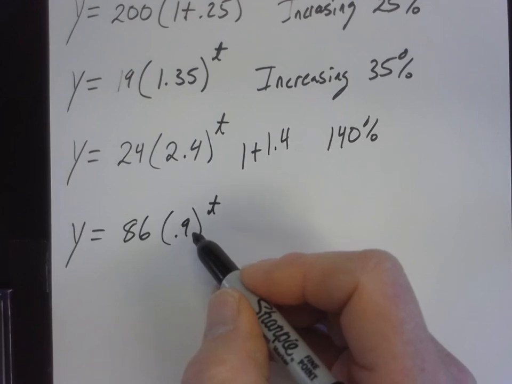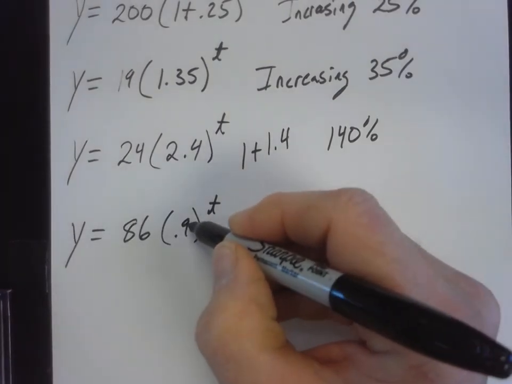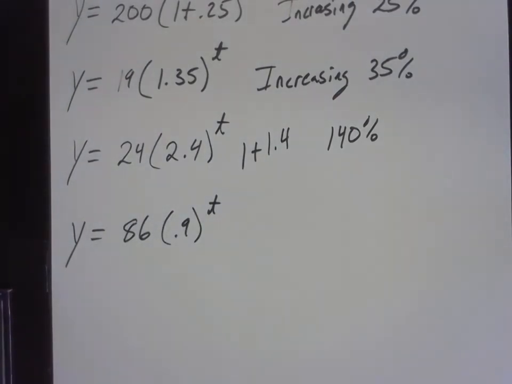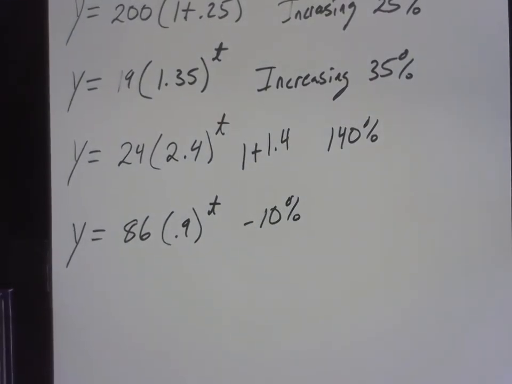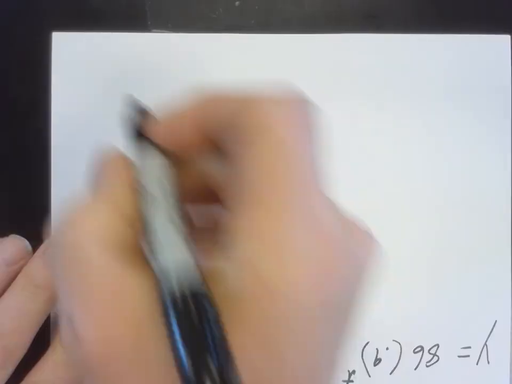So it is hard, though. You want to say 90%, and it is 90% of what you had before, isn't it? You still have 90%. If I have whatever amount of money and I give 10% away, do I still have 90%? Yes. But I'm still decreasing 10%, aren't I? Okay, so that's what that one is. So this one's a decrease of 10%. So it's pretty straightforward, I hope.